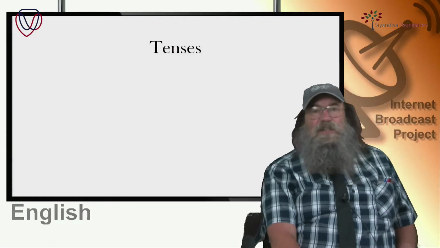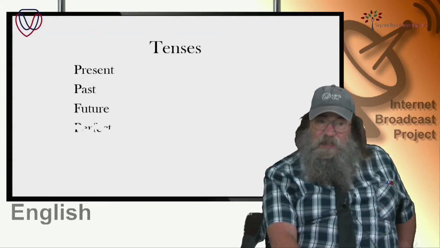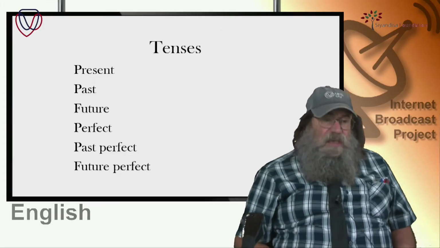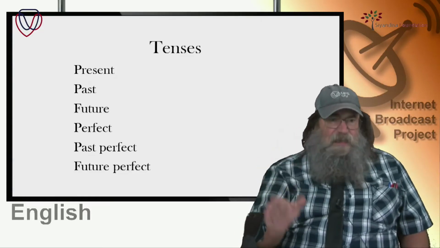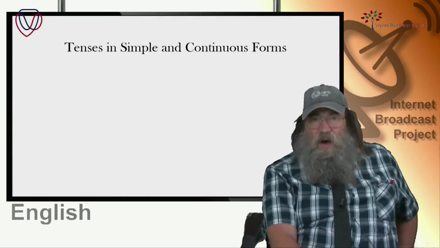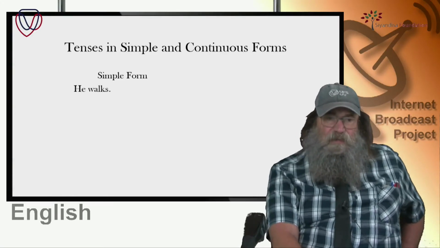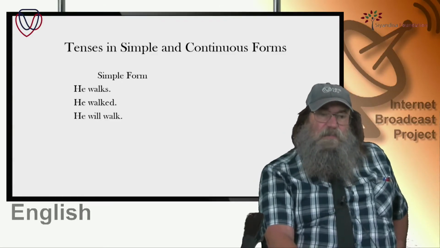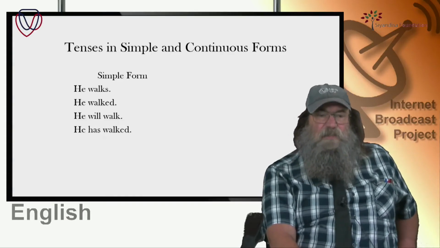Let's move on slightly. So here are your tenses. The present tense, the past tense, the future tense, the perfect tense, the past perfect, and of course the future perfect. I have not included a separate present perfect tense. That can be very confusing. We'll look at that another time. Besides, it's not really important in this case. Now, here are those tenses in simple and continuous form. The simple form of the present tense, the simple form of the past tense, the simple form of the future tense, the simple form of the perfect tense.